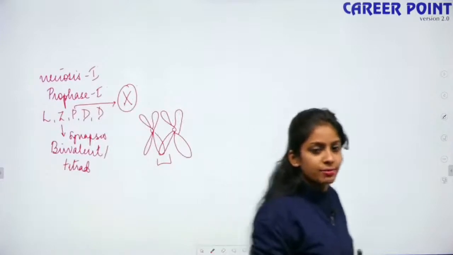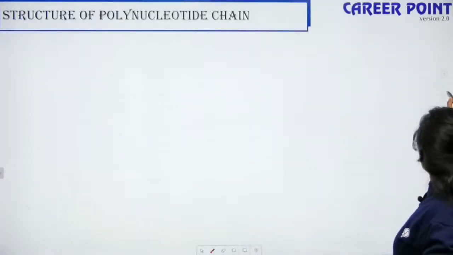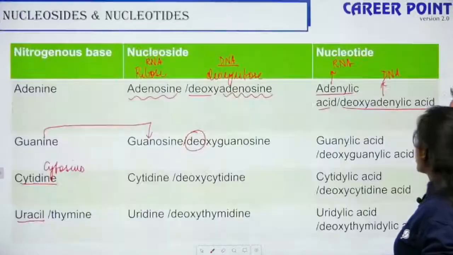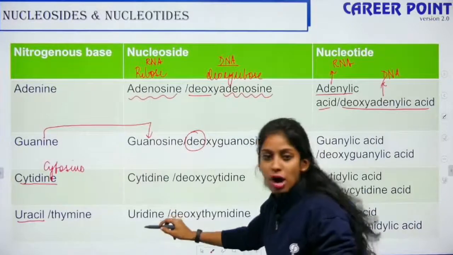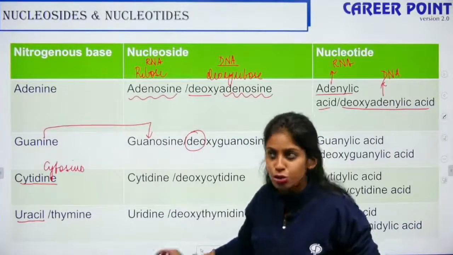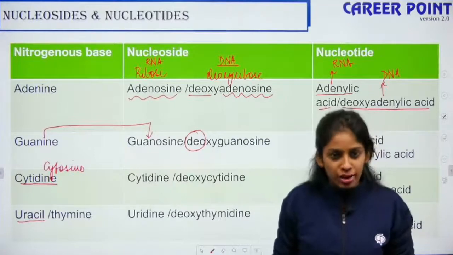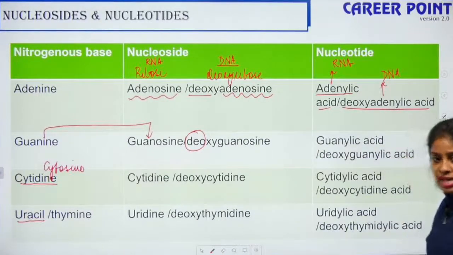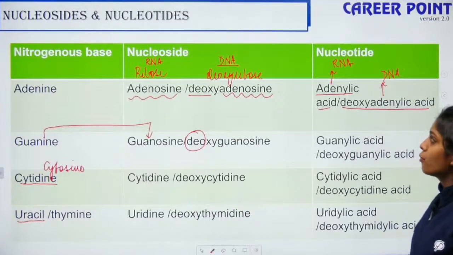These bases are present in your DNA as well as your RNA. If you look into this tabular column, the first one is for your RNA, when they bind with ribose sugar. The next one is for your DNA, when they bind with deoxyribose sugar. Clear? Okay, I'm moving forward.